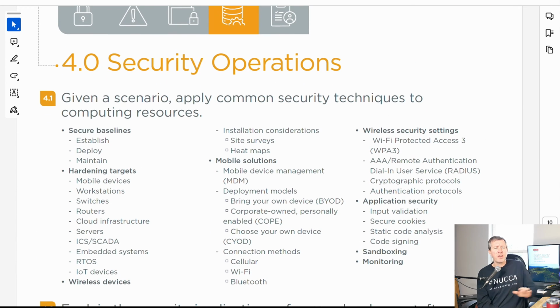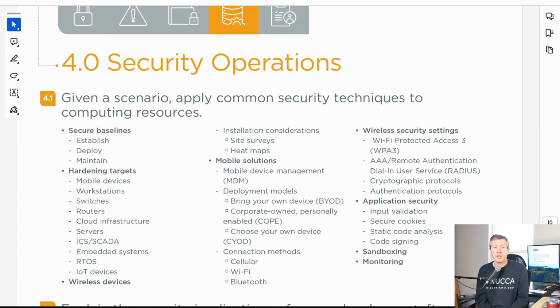4.0 is security operations. Given a scenario, apply common security techniques to computing resources. This is domain 4.1. Here's where we're going to maybe establish certain baselines. What can we expect so that we can very easily look back in time and see, okay, well, how was this performing 6 months ago or a year ago? Because I don't know if what I'm looking at today is good or bad if I don't know what it was 6 months or a year ago. Am I using more capacity? Am I using less capacity?